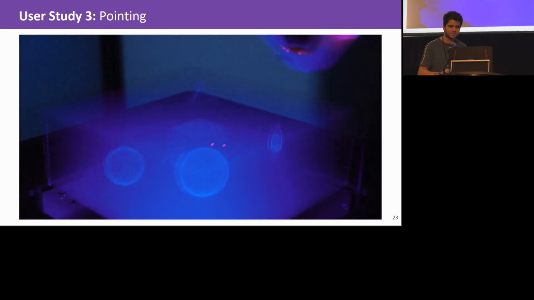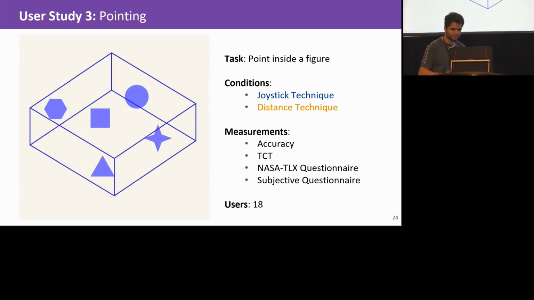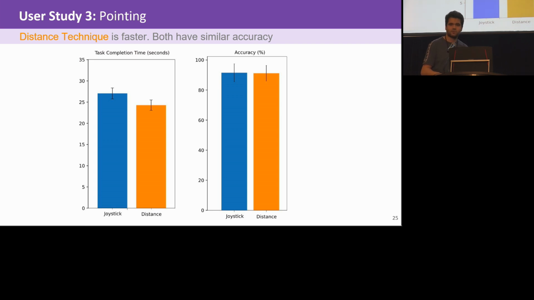Then the third user study consisted of pointing to different objects in a 3D scenario. The objects were the following: an icosahedron, a cube, a sphere, a star, and a pyramid. And the idea is, okay, we tell the user, now point, for example, to the sphere. And the user has to go to the sphere with the pointer as fast and as accurately as possible. The results were quite promising. The task completion time with both of the methods was quite similar, and the accuracy was higher than 90%.